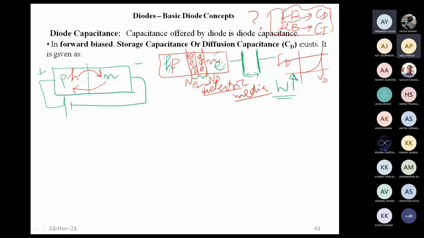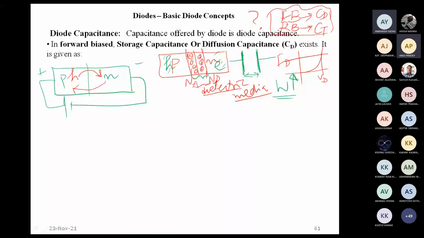So what happens here, the holes which are injected from the p side to the n side do not just travel through the n region, because we have seen what actually happens. This requires a little more thought here. Let us look at that.